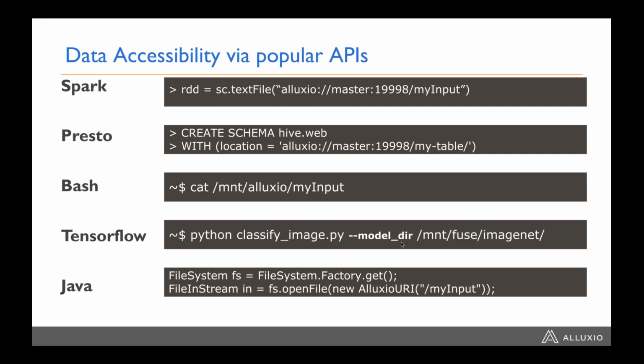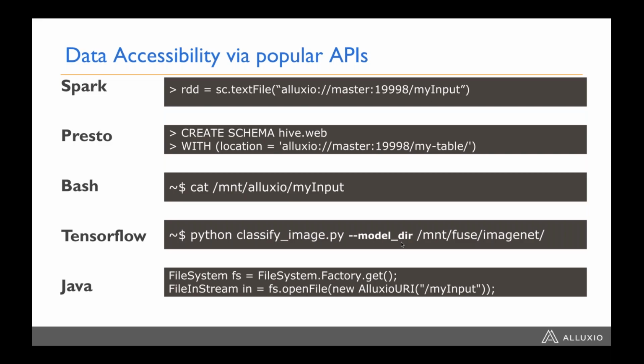For some applications that assume a POSIX interface, we also provide integration through Fuse. You can mount the Alluxio service into your local file system, so applications will see the data in Alluxio as local files and access them using familiar bash semantics, or using deep learning frameworks like TensorFlow or PyTorch.